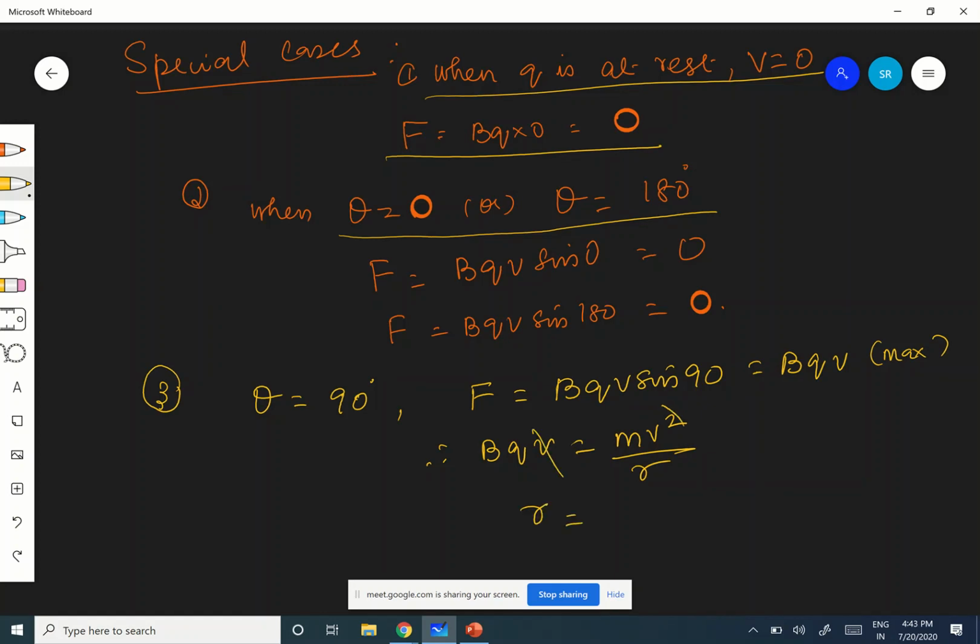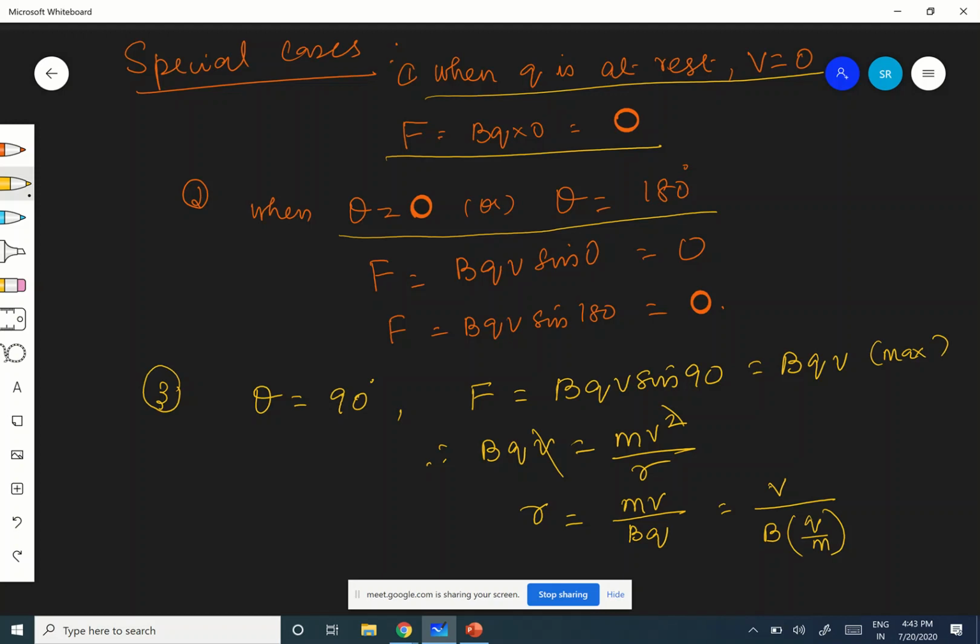So, what is the radius of the circular path? Therefore, R is equal to mv by BQ. R is equal to mv by BQ. Okay, very important relation. Here, let me take v here and B here and q by m here. I am taking q by m as a single entity. What is q by m?